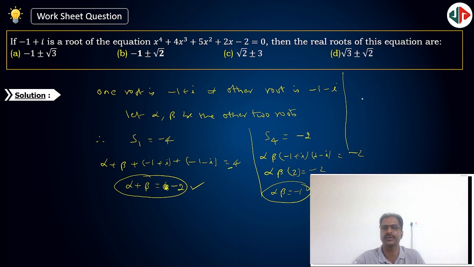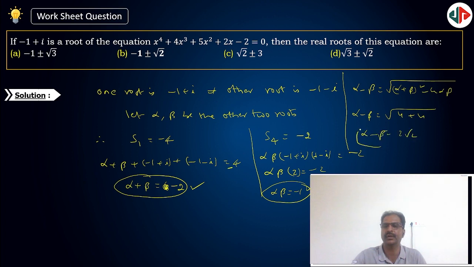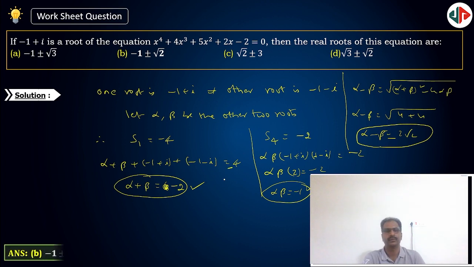How to find the roots? You can verify the options, or alpha minus beta is nothing but under root alpha plus beta whole square minus 4 alpha beta. So alpha minus beta is nothing but under root 4 plus 4, which is 2 root 2. Now alpha plus beta is known, alpha minus beta is known. Add those two, you'll get alpha. Subtract those two, you'll get beta. Option B is correct.